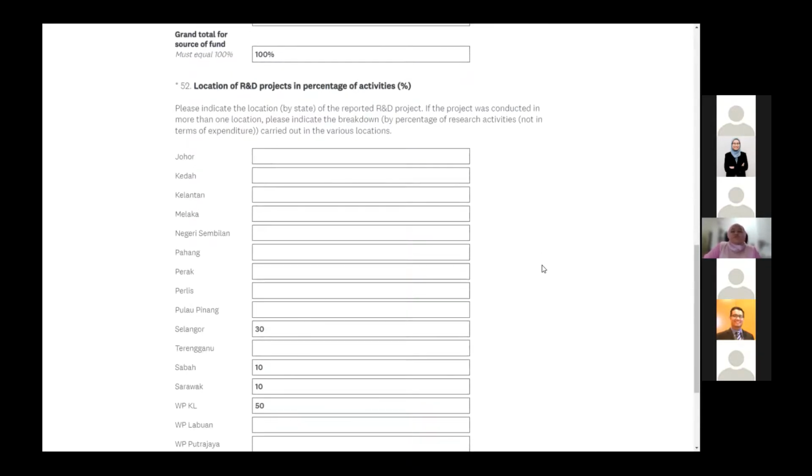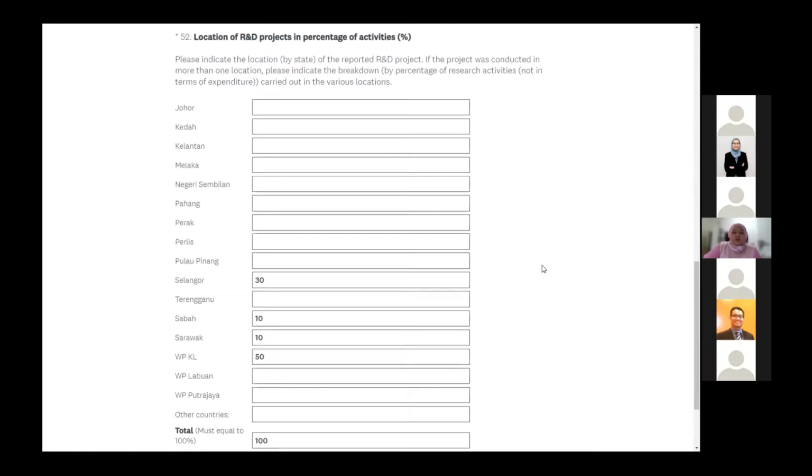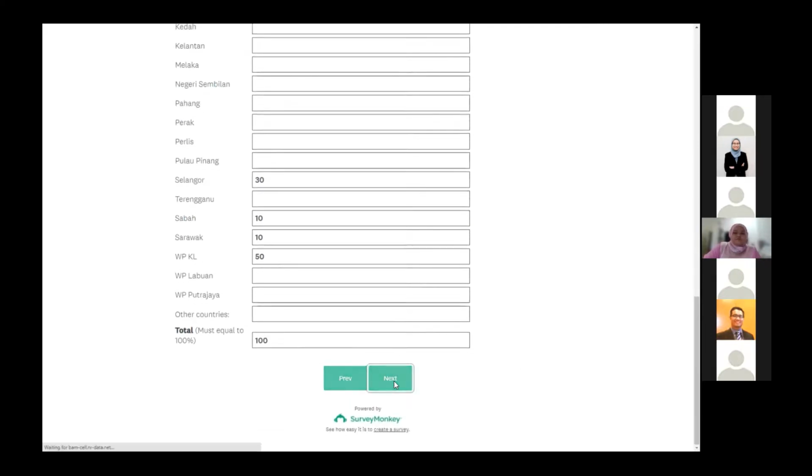For question 52, it refers to the location of these R&D projects. It depends whether your company is a local company or maybe it's all over the country or the world. Either way, we would like to know the ratio of where the R&D projects are. So maybe it's 50% KL, 10% Sabah, 10% Sarawak, and some of it in Selangor. It can also be in other countries. So feel free to answer that as well, as long as the total is 100%.